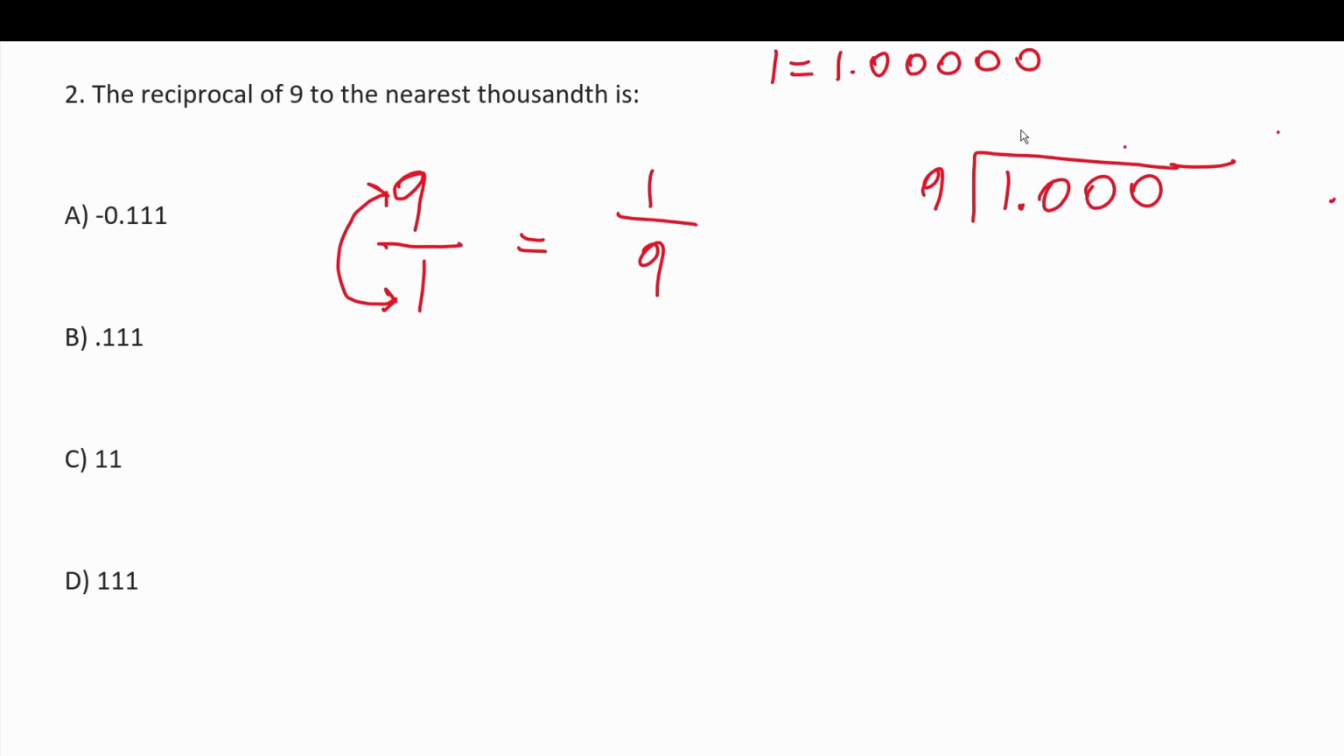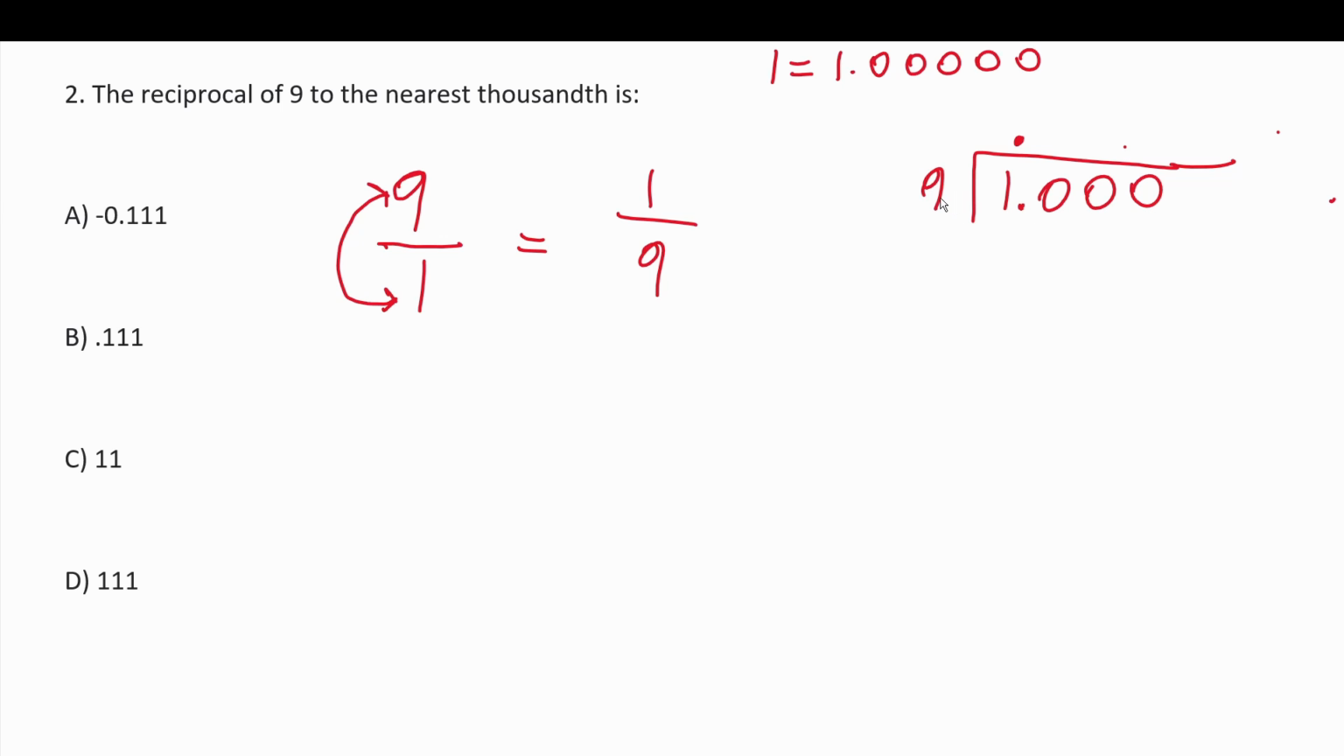Once you add that decimal here, you can bring it up right here. And now that we've added that decimal, we can disregard this decimal down here. So we wouldn't read this as 1.000. Instead, we would read this as 1,000. Okay, so that's an important thing to note.